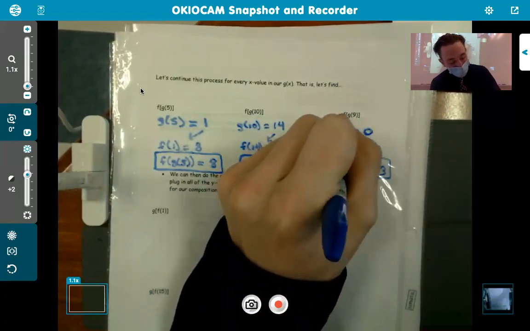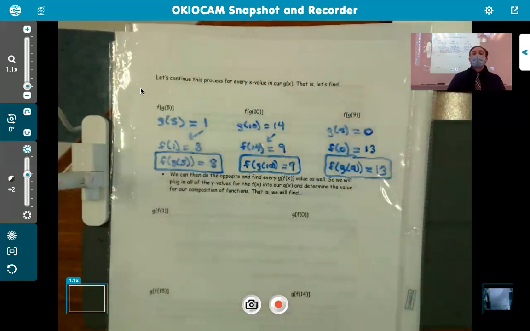Does everybody follow each of those examples? We understand the process of what we're doing. Pretty good? Okay. Well, just like we can find f of g of x, we can do the opposite and find g of f of x. So now instead of starting with my x values in g, I'll start with my x values in f. All right. The process is the same though.